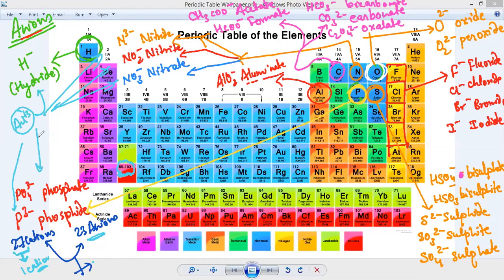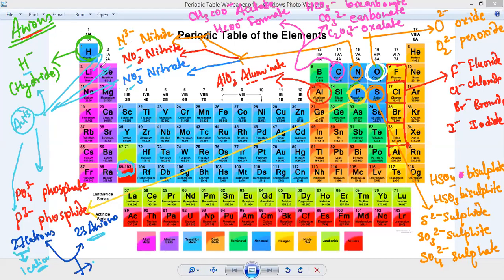Yes, sir. Yes, Abhinav, tell me. Sir, I always get disconnected at that time. Sir, can you repeat? Aluminium will react with? All these anions, okay? Aluminium can react with this anion, this anion, this anion, this anion, all the anions. Is it clear? Okay, sir.